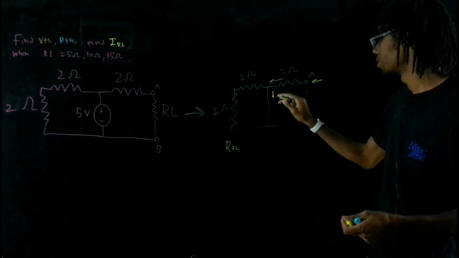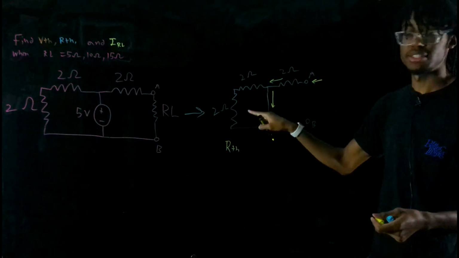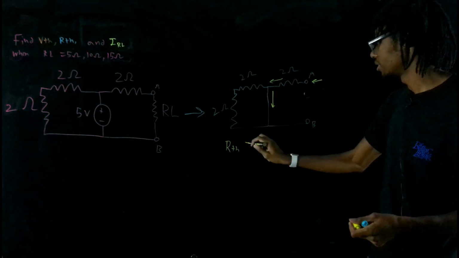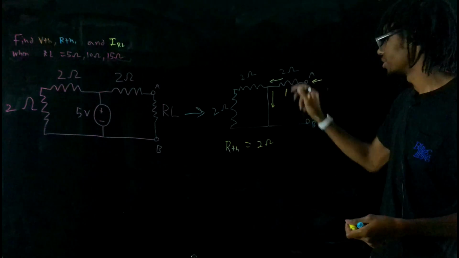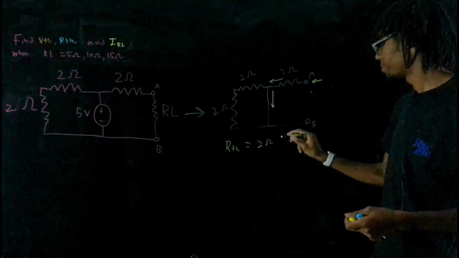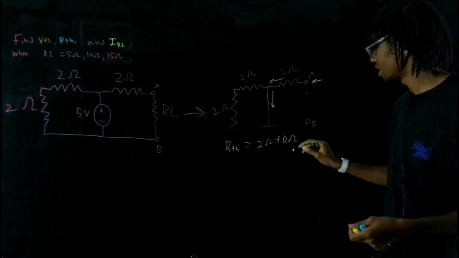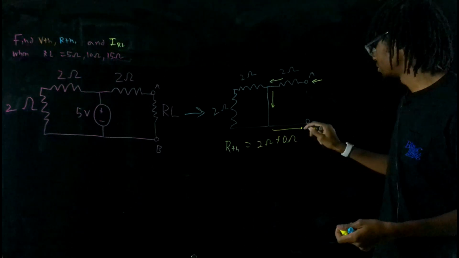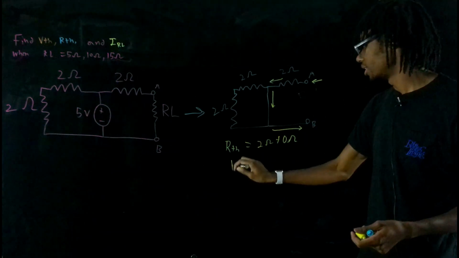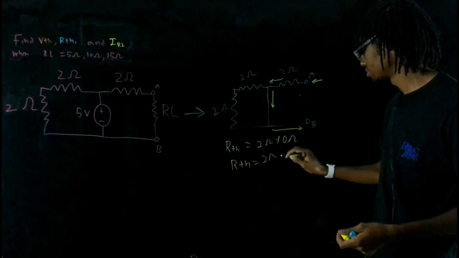So in our case, we're going to have the current go here, and it won't even bother going to that side. So the RTH is going to be equal to our 2 ohm resistor, which it has to go through to get to this node, plus 0 ohms because the short circuit has a resistance value of 0. And then it'll be able to return to B. So our RTH will be equal to 2 ohms.